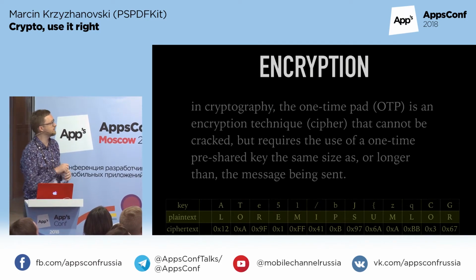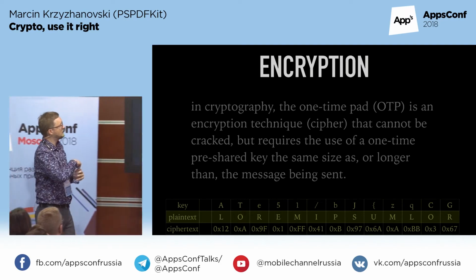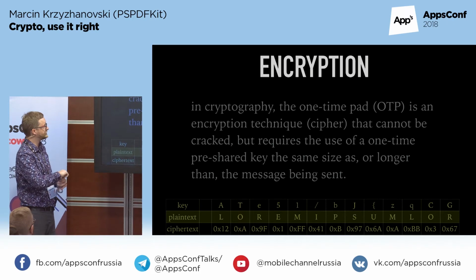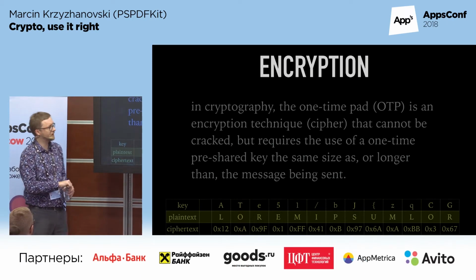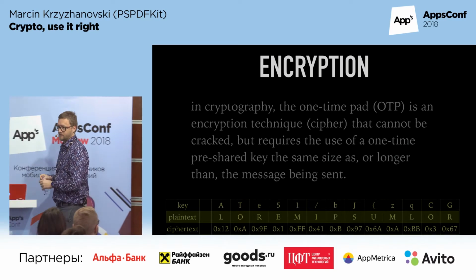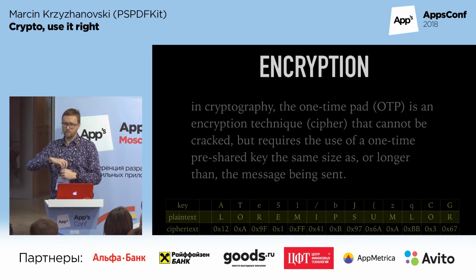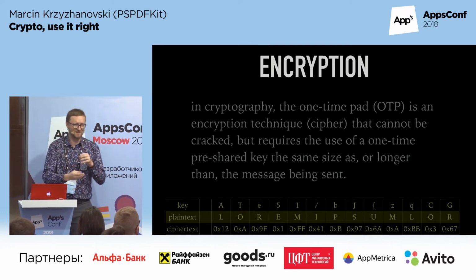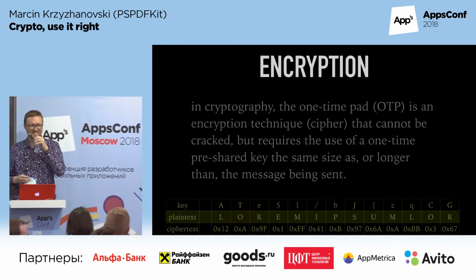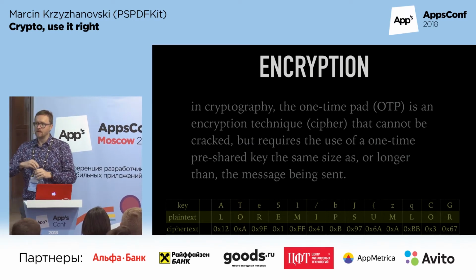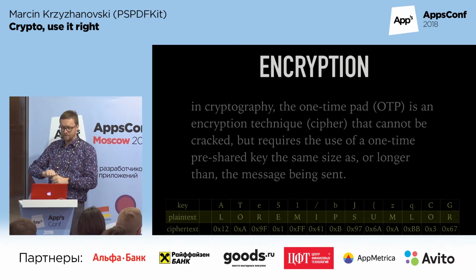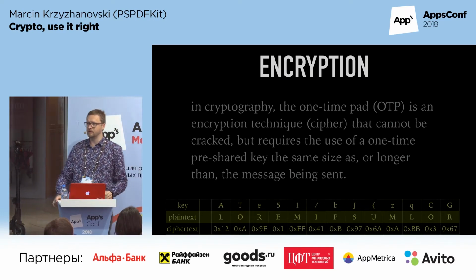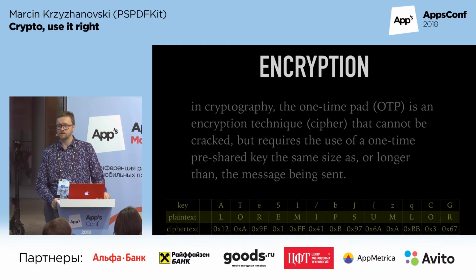Right. What is the encryption? So in cryptography, there is one gold standard. It's called one-time pad. It's known since the 19th century, I believe. It's an encryption technique, a cipher that cannot be cracked. The thing is, it's very hard to use.